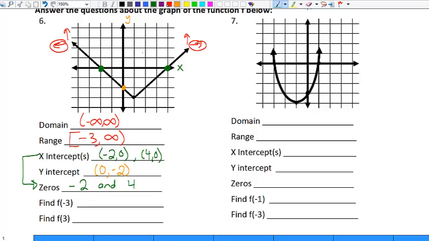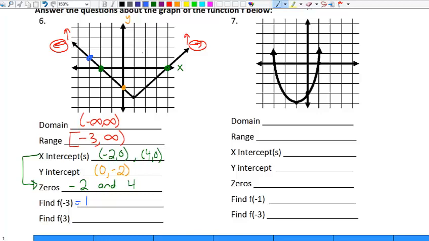And the last two problems are about function values. So if I have f of -3, that means my x is -3. So I'm going to go to the x-axis at -3 and look up and down from there. And it looks like I have a point at (-3, 1). So therefore f of -3 is equal to +1.